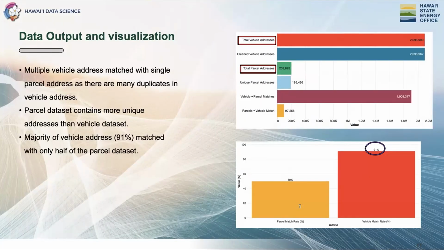In our data sets, there are 2 million rows of vehicle addresses and 200K parcel addresses. And after cleaning, when we joined those data sets, 91% of the vehicle addresses matched with the parcel addresses. So it seems to me that it is a good number to start the analysis.